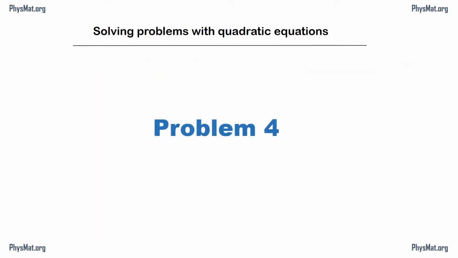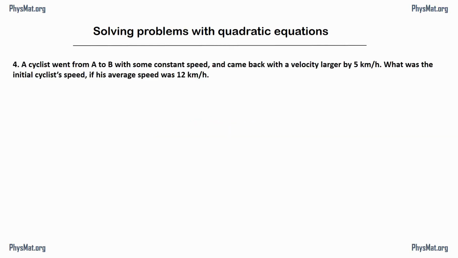Now let's consider the next problem, which is also a motion problem, formulated as follows. A cyclist went from point A to point B with some constant speed and came back with a speed larger by 5 kilometers per hour. And what was the initial cyclist speed if his average speed was 12 kilometers per hour?